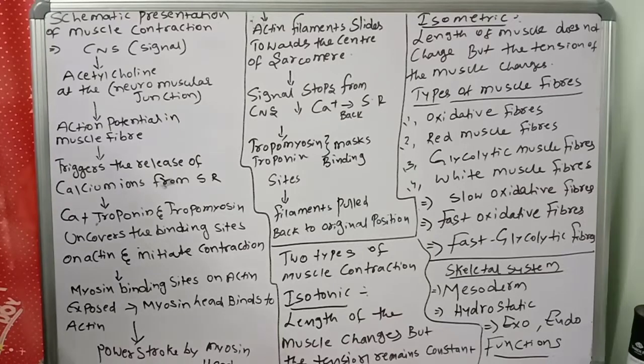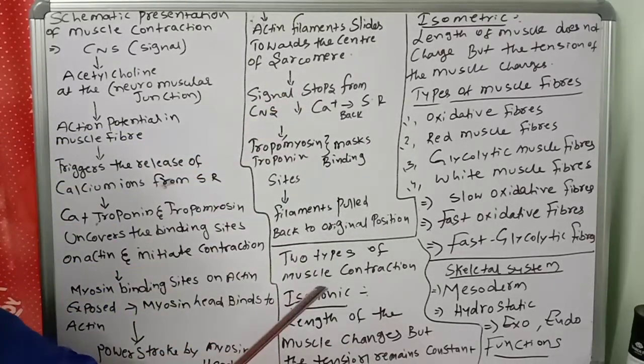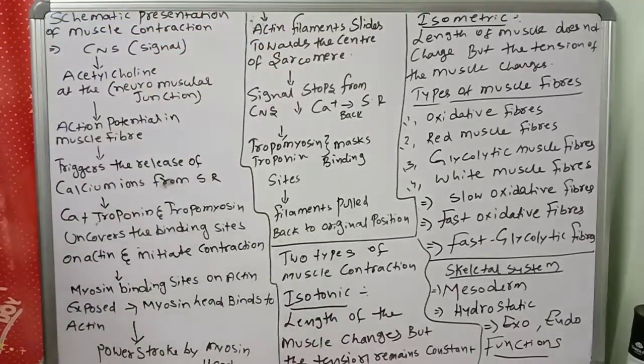So what is isotonic? The length of the muscle changes, but the tension remains constant. Okay, lifting dumbbells and weightlifting. Isometric: the length of the muscle does not change, but the tension of the muscle will change. Okay, so that is isometric. Examples: pushing against a wall and holding a heavy bag.